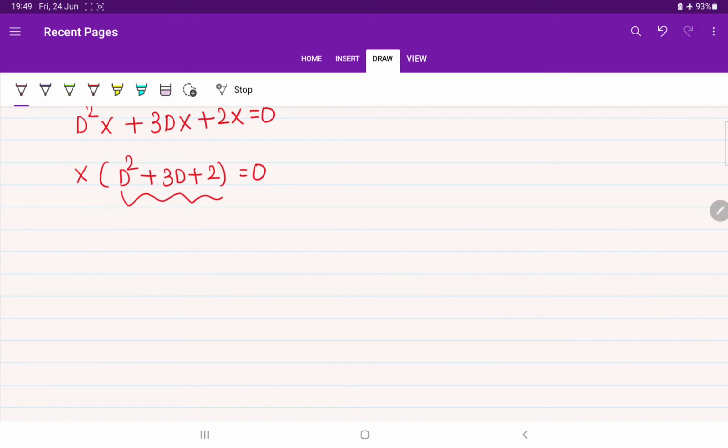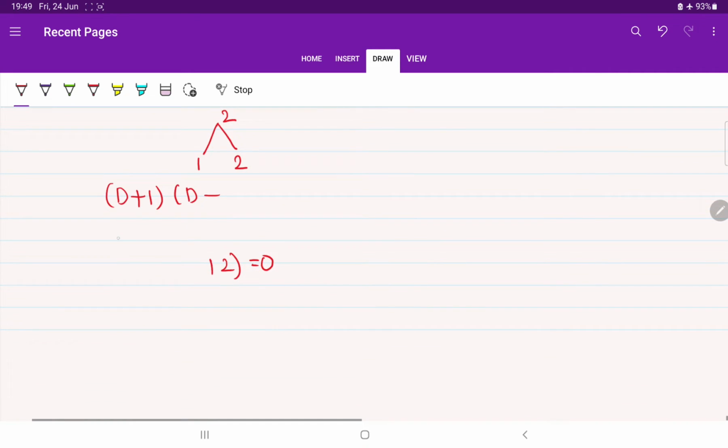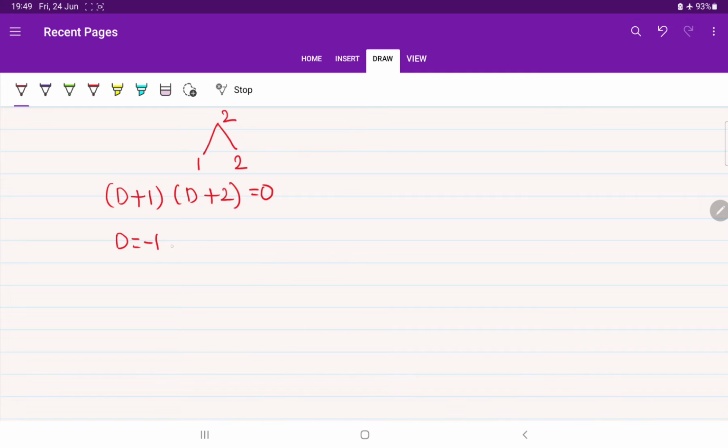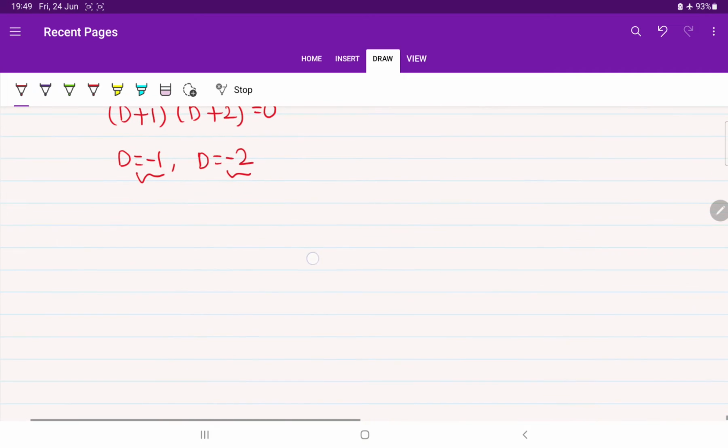How will you break these roots? Sir, it is very simple. Product of 1 into 2 will give you 2, addition of 1 plus 2 will give us 3. So this can be broken as (D plus 1) into (D plus 2) equal to 0. From this we can write D equal to minus 1 and D equal to minus 2. See, our roots are distinct. Distinct means we have two different values, minus 1 and minus 2. How will you write down the solution for this?